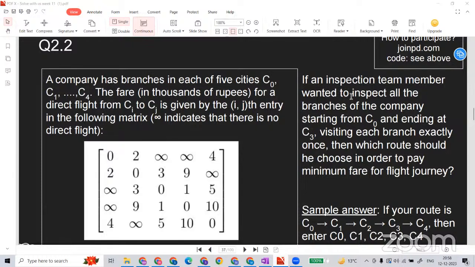But there is one condition, that each branch should be visited at least once, not even exactly once. So even if he is reaching C3, he has to visit all other vertices.